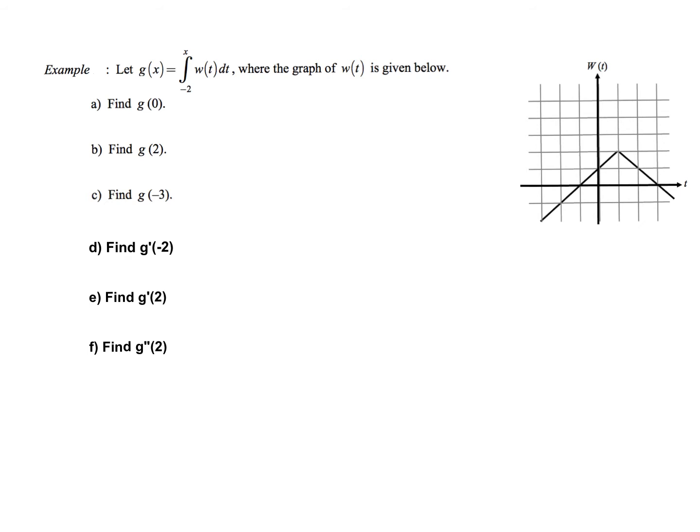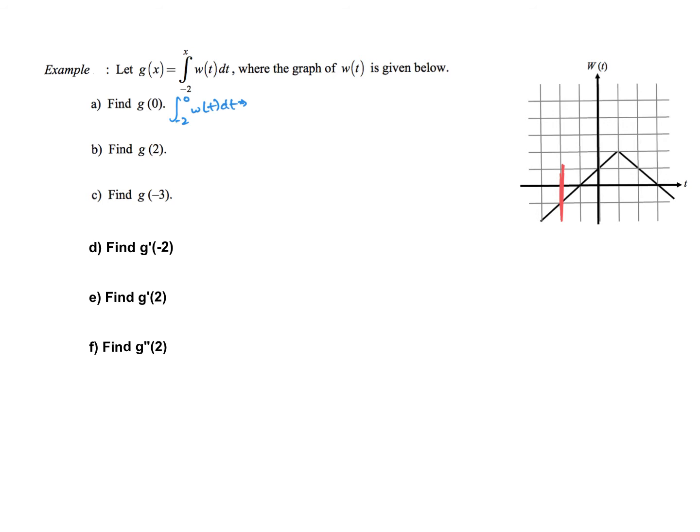All right, so now I have my function g of x, which is my integral from negative 2 to x. So my starting position is at negative 2, and this is where I'm starting, right there. Then I'm going to whatever x value it is. So if I find g of 0, that's basically saying the integral from negative 2 to 0 of this function that's given to me.